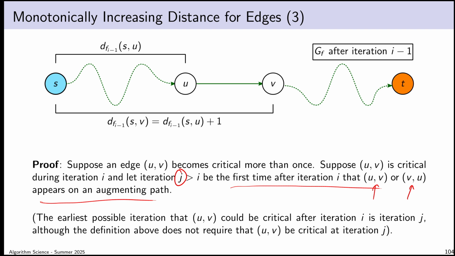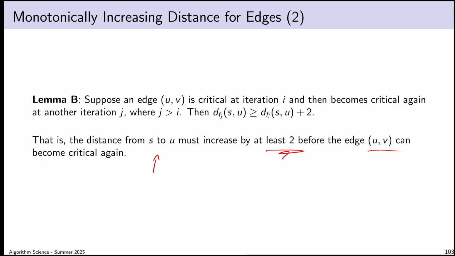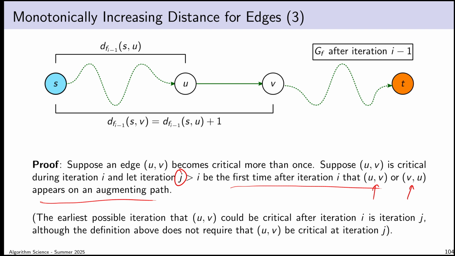Now, that's a strange way of phrasing it because remember that in the lemma it said, suppose it's critical at i and then critical at j. But for some reason here, I'm only saying that it's critical at i and iteration j is just where it appears on an augmenting path. That is deliberate, even though it's weird. So basically, it's because it's easier to write the proof just thinking about when the next time the edge appears on a path is. I don't know whether it's going to be critical.